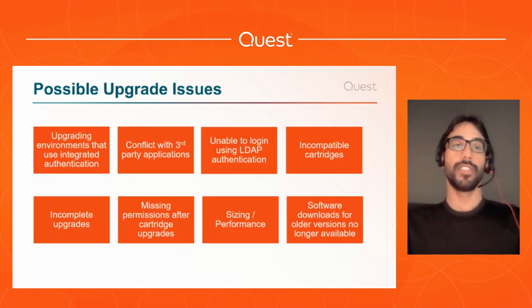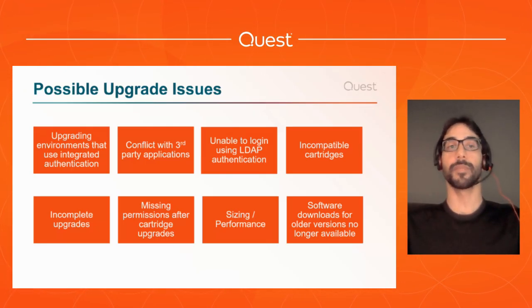Now, looking at some of the issues you could encounter during an upgrade, based on what support has worked on: upgrading environments that use integrated authentication in Foglight 7.1 can encounter failures during the installer process when integrated authentication is used for SQL Server. We do have a workaround for this, and it has also been fixed in the Foglight 7.3 release. There's also conflict with third-party applications. We have encountered some applications, such as Dynatrace, that can cause conflicts during the installation and upgrade process. We have a knowledge base article for this type of issue in case we have run into it before.